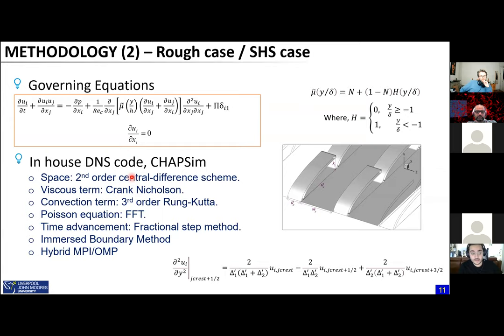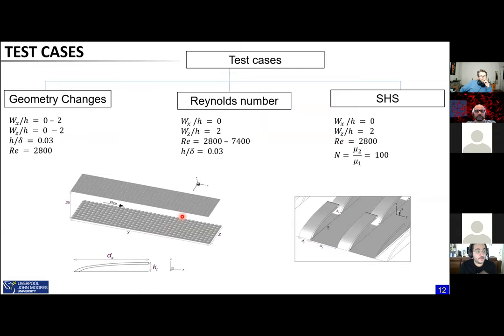The implementation of the geometry is done using the immersed boundary method, taking into account that the flow below the geometry is not necessarily set to zero. The parallelization of the code is done using hybrid MPI OpenMP. The backswimmer test cases can be divided as follows, as shown here.